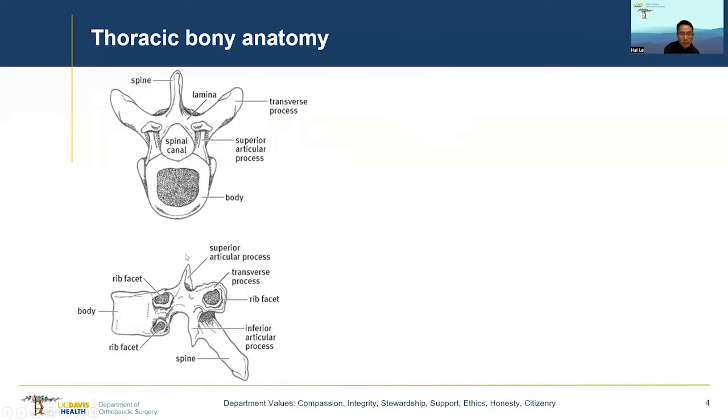And this, in addition to the inferior articular process of the vertebral body from above, forms the facet joint. And then here's the inferior articular process, which articulates with the superior articular process of the vertebra below. Okay.